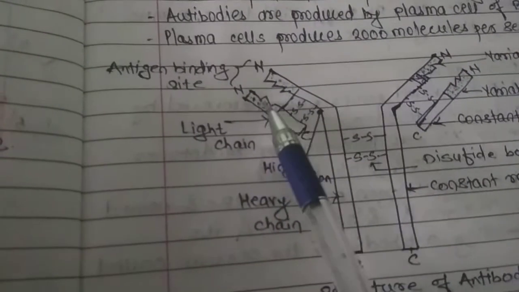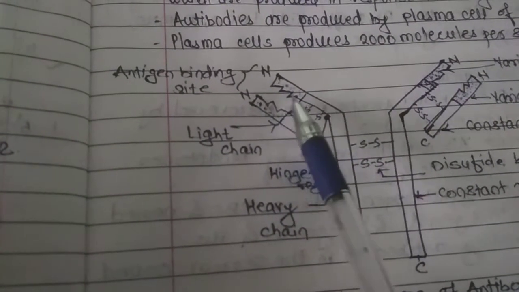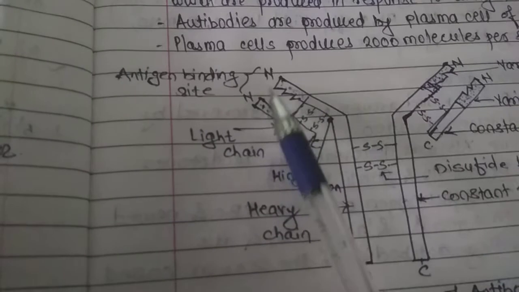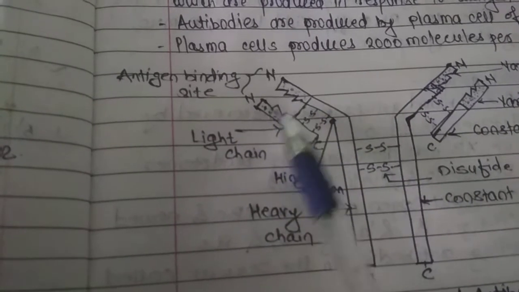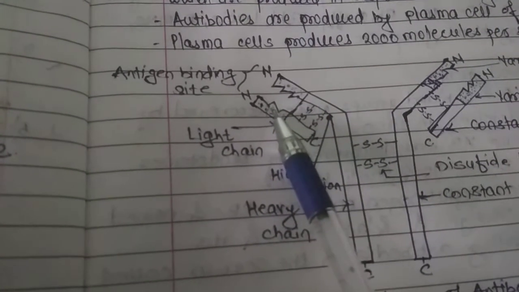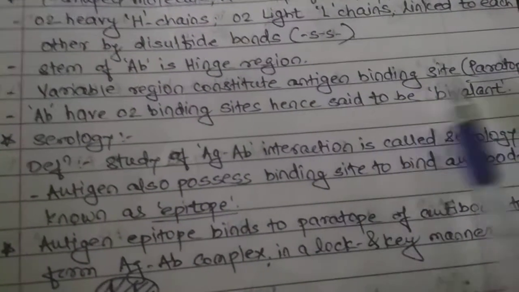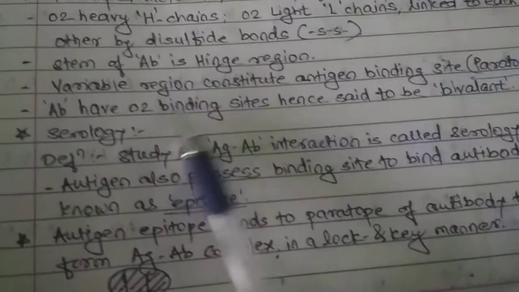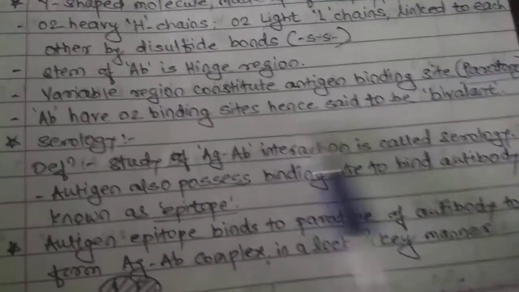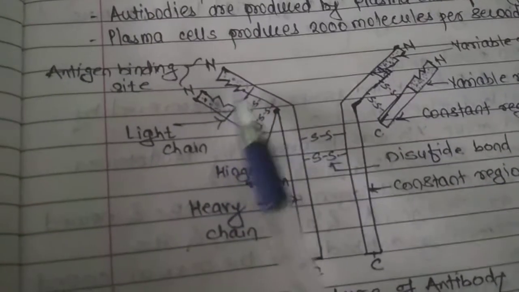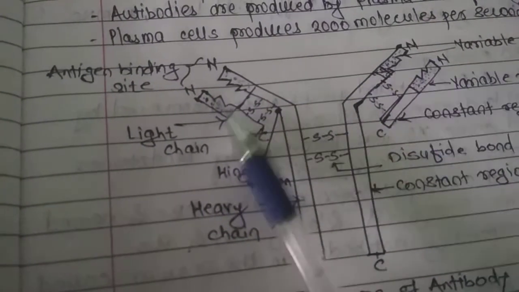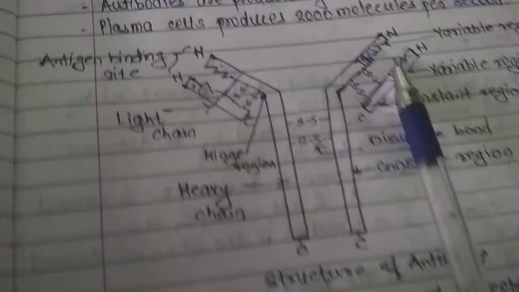Now see, this is very important from the NEET CET point of view. This spiked region where the antigen is going to bind, where antigens are captured by means of antibodies, is called the paratope region. Now see again, the variable region constitutes the antigen binding site called the paratope. Antibody has 2 binding sites, hence called bivalent. So see here, the antibody molecule possesses 2 binding sites, here one and here one. That's why it is called bivalent.